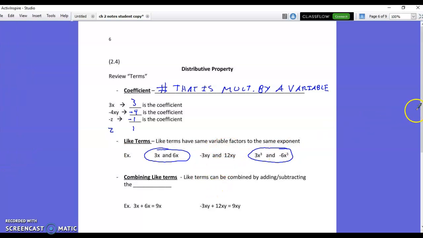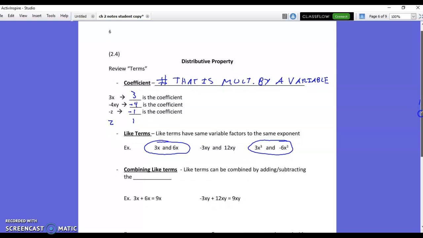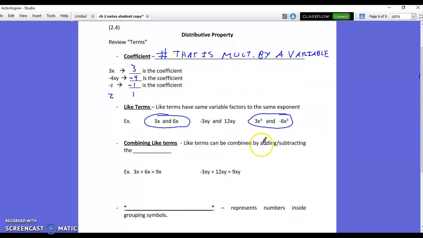So we can add or subtract like terms. How do we do that? We combine them by adding or subtracting the, you guessed it, coefficient. My pen's a little janky, but it's up here: C-O-E-F-F-I-C-I-E-N-T.